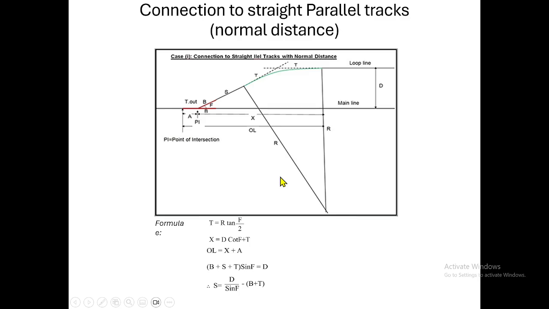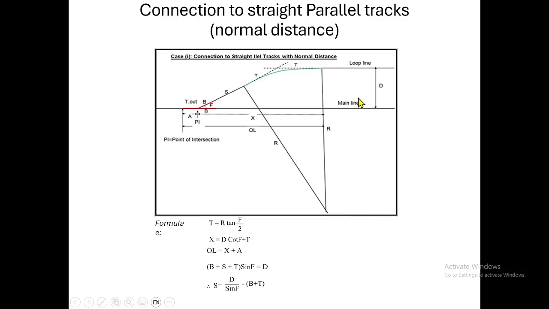Next, we'll see the connection to straight parallel tracks with a normal distance. What does normal distance mean? Normally, in a passenger station yard, we have so many lines, main line, loop line, and so on, and we keep the minimum distance between them. We will not keep more distance. As per schedule dimensions, we have a minimum distance of some 5.3 or 6 meters, something like that.